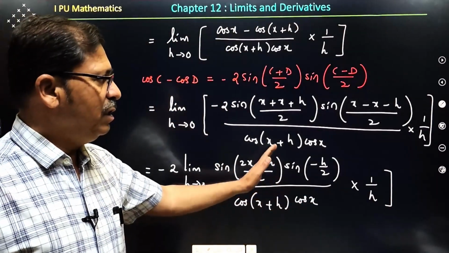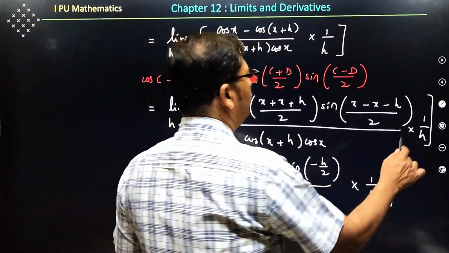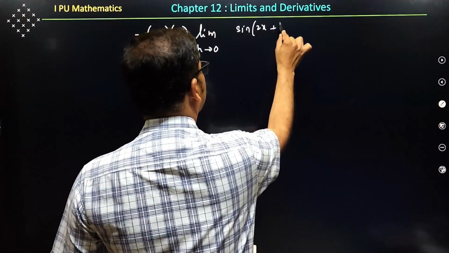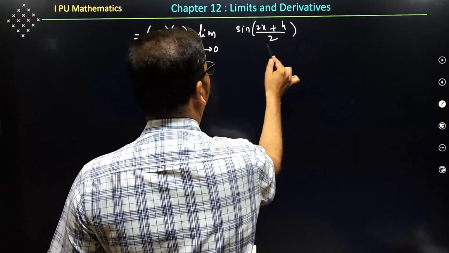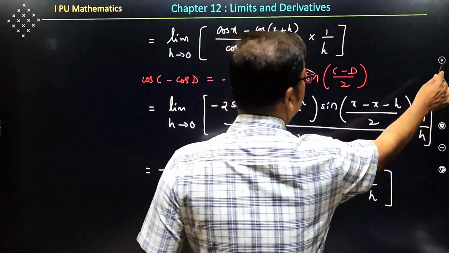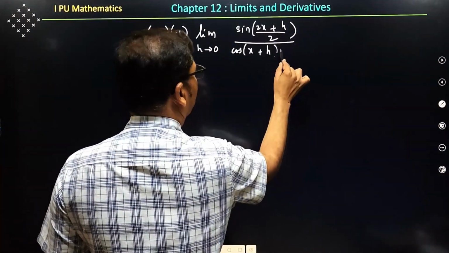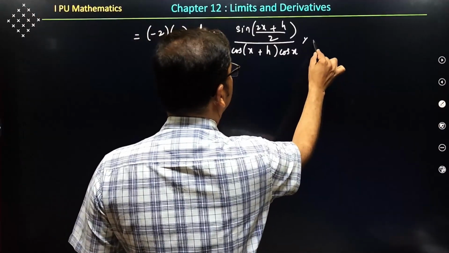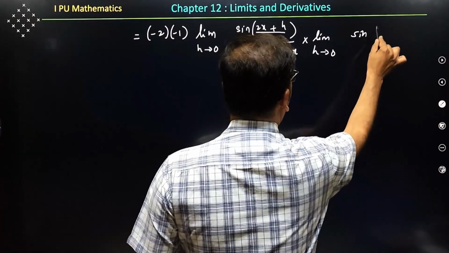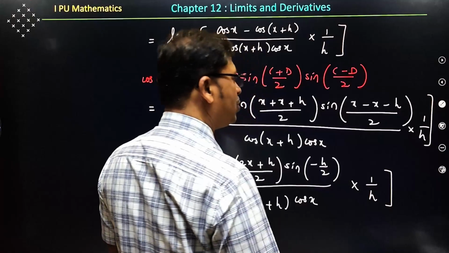This portion you take, sine h by 2 is shifted to that side here. Sine of 2x plus h divided by 2, whole divided by cos of x plus h into cos x, right? Into, split the limit here, limit h tends to 0. See, this is sin h by 2 is already there. H by 2 or sin h it is? Yes, sin h by 2.